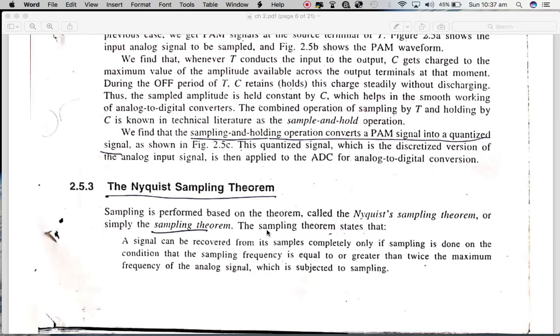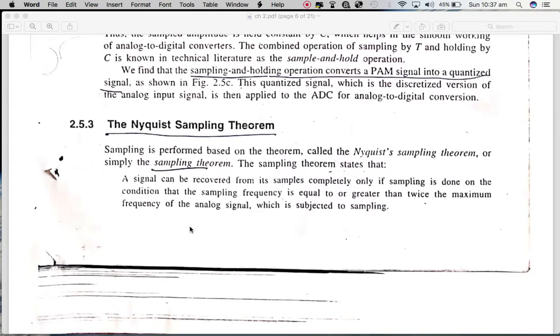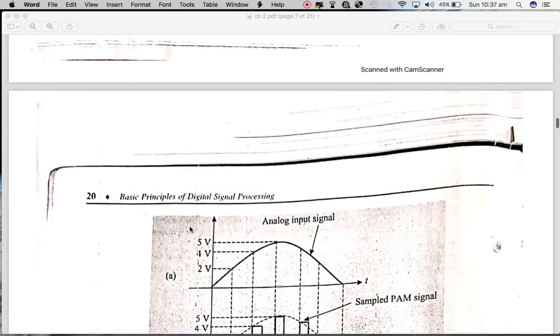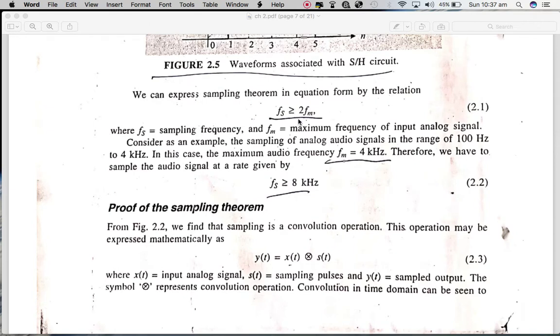Now we will discuss the Nyquist sampling theorem, which says that if we want to convert any analog signal into a digital signal and then recover the analog signal correctly from that converted digital signal, we need to sample the analog signal at twice its maximum frequency. So mathematically, the sampling theorem tells us that the sampling frequency, the rate at which the samples are coming in, has to be equal to or greater than twice the maximum frequency of the analog signal.